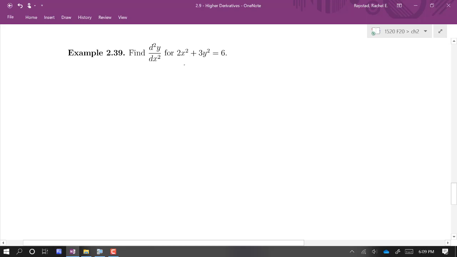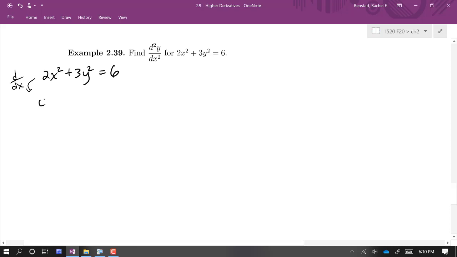This function is implicit. It's an ellipse. Both variables are squared, and the coefficients are different. So here's the equation. We're going to start this process much like we do when we find the second derivative of the other functions. We're going to start by finding the first derivative. So let's differentiate with respect to x.